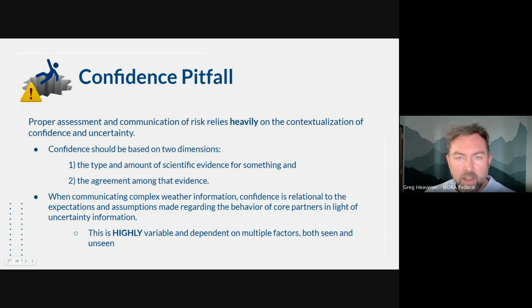When we speak of the confidence, we have to have the scientific evidence to back it up, whether it's more just pattern recognition leading to the high confidence, or all the ensembles, numerous models, all the CAMs, whatever we're looking at on the particular day, all coming together to paint the picture that you see conceptually in your brain with whatever weather pattern it is, or whatever impact there could be going forward with that event. So it's going to be highly variable and dependent on multiple factors, both the seen and unseen.